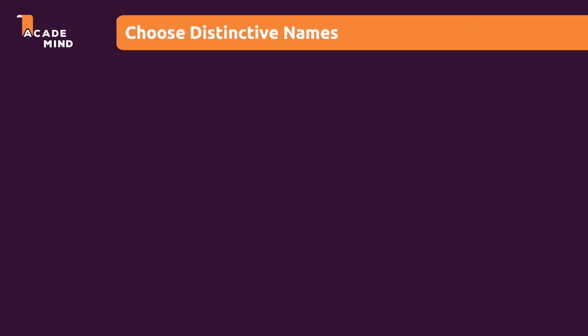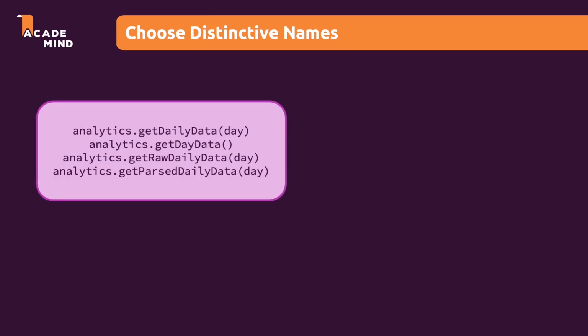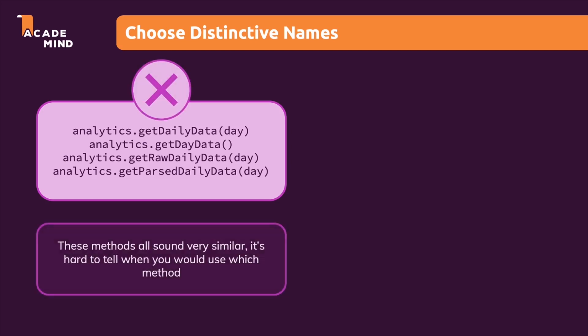Also make sure that you work with distinctive names. Let's say you work with some analytics class which you used to create an analytics object. And now this class exposes a couple of methods to you. getDailyData, and you pass a day into the method. getDayData, getRawDailyData with a day argument. getParsedDailyData with a day argument. What are these things doing? Don't write code like this.